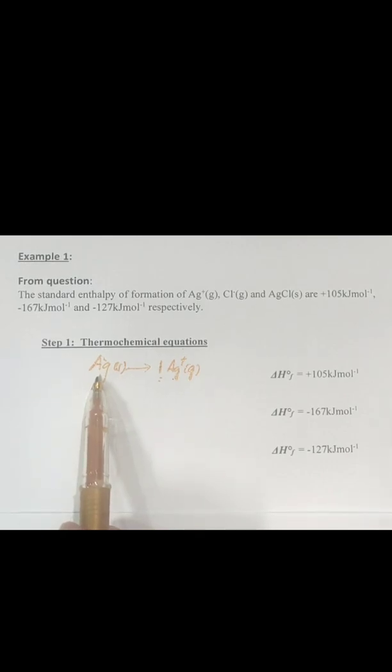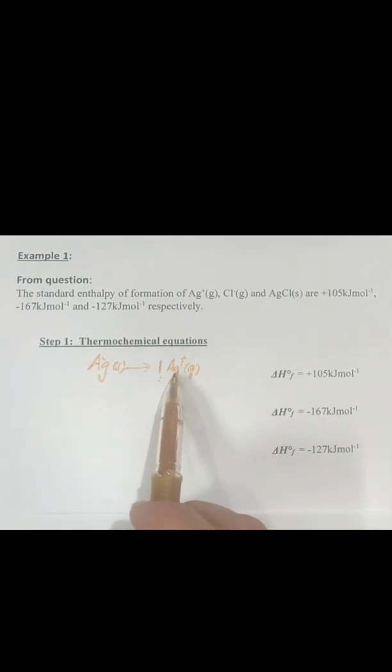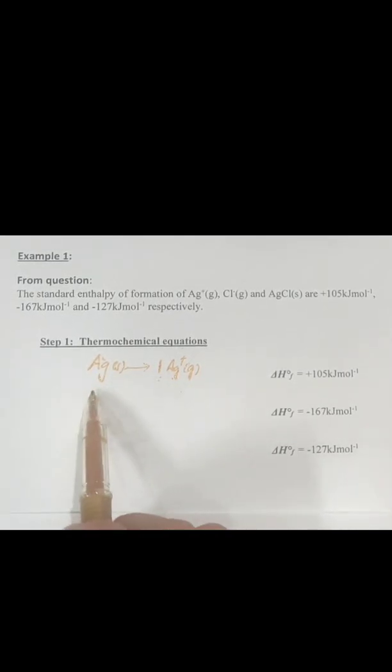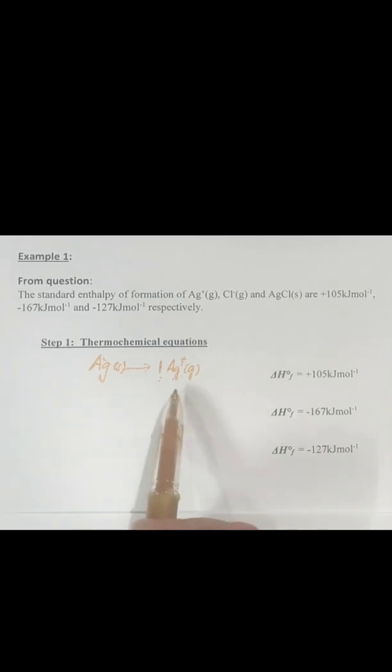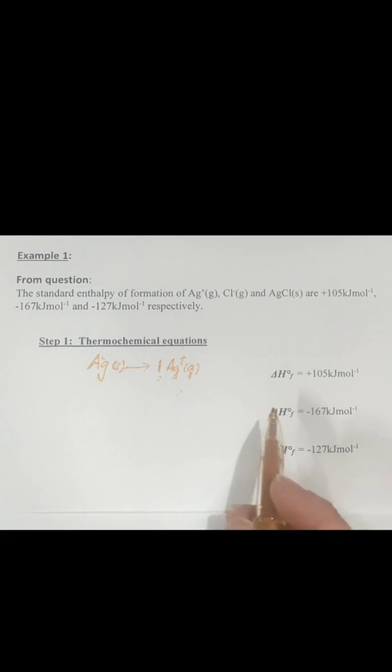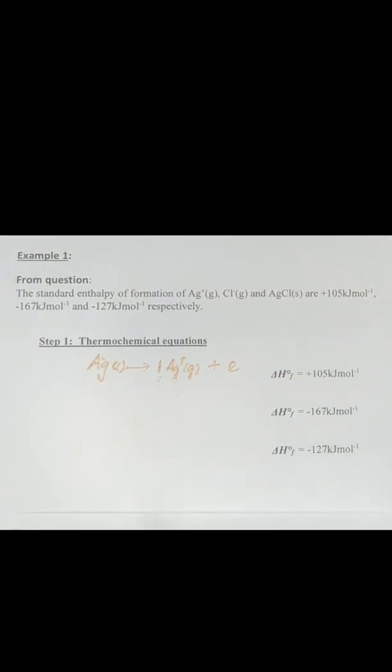Now we have to balance up the thermochemical equations. This is positive 1, while the oxidation number here is 0, this is positive 1. So to balance up the equations, we need to add in electron here.